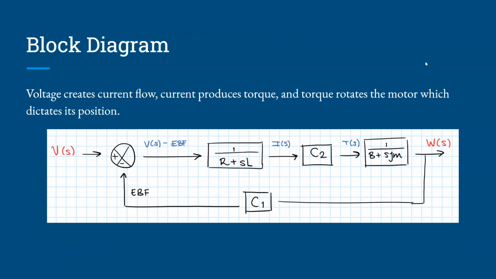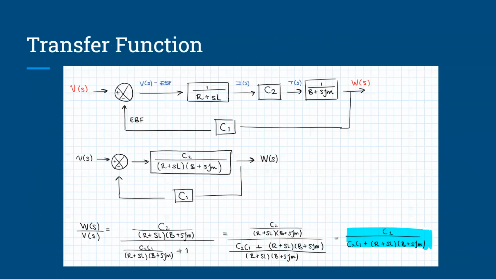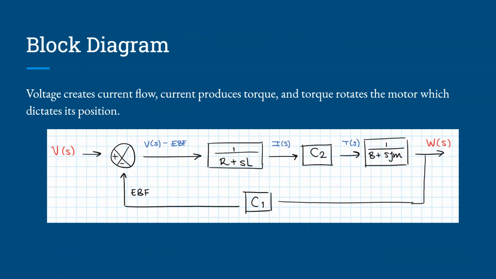Well, this is the resulting block diagram. We basically combined the block diagrams from all our different equations. The voltage creates a flow, current produces torque, and torque rotates the motor, which dictates its position.